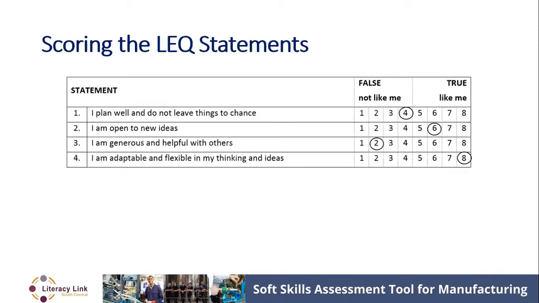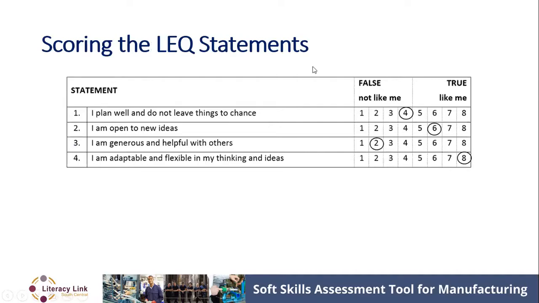The scores for the first part of the assessment, the life effectiveness questionnaire, are pretty easy. The number the person circles on that scale of 1 to 8 is the score they receive for that statement. So, using the example on the screen, this person gets 4 points for statement number 1, 6 points for statement number 2, 2 points for statement number 3, and 8 points for statement number 4.